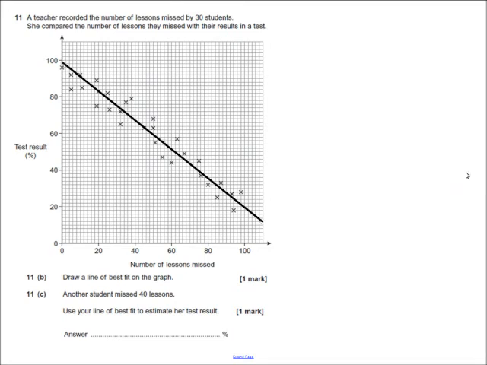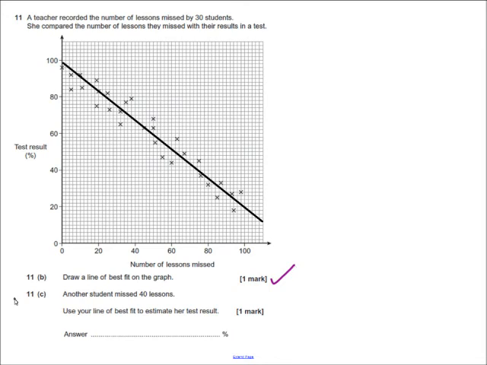So can you see how I've tried to place the line as close to as many crosses as I can without trying to put it through a particular cross, and having a balance between the number of crosses above and below the line. So that's my line of best fit drawn, and I believe that's worth the 1 mark.